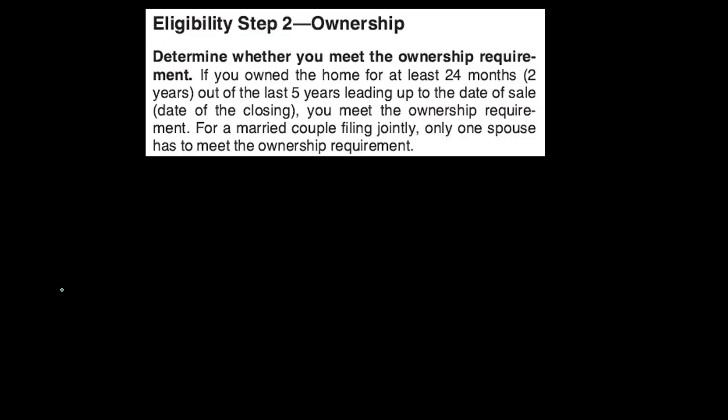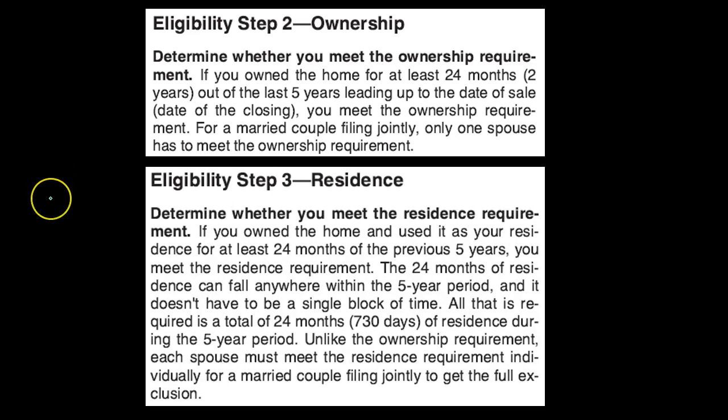Eligibility, Step 2, Ownership. Determine whether you meet the ownership requirement. If you owned the home for 24 months, 2 years, out of the last 5 years leading up to the date of sale, the date of the closing, you meet the ownership requirement. For a married couple filing jointly, only one spouse has to meet the ownership requirement. So that's going to be a key point here. If you're married filing joint, you only need one of the two spouses to meet the ownership requirement.